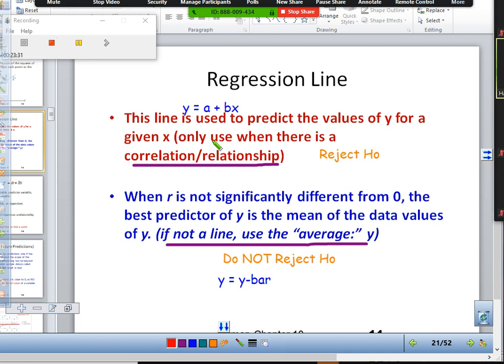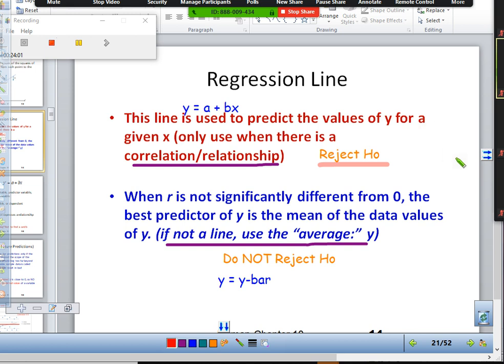This line is used to predict the values of y for a given x, only used when there is a correlation relationship. Great. So again, only use this line, y equals a plus bx, when your data is line-like, not when your data is a bunch of dots randomly assorted. So when you reject H naught, when it is a line, then you can use this formula. Okay, keep going.